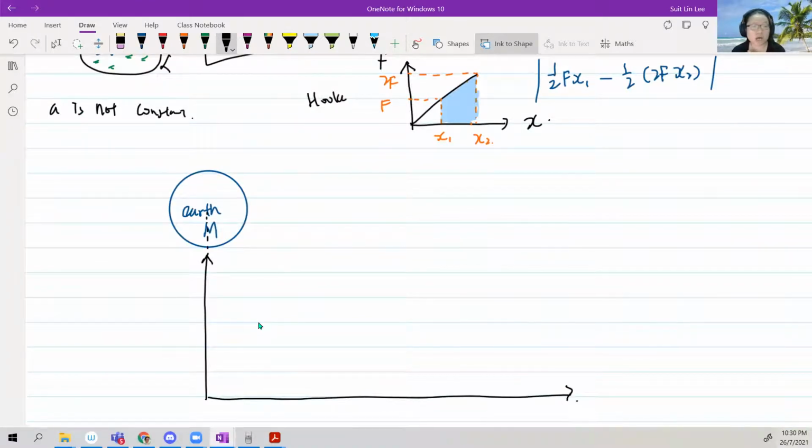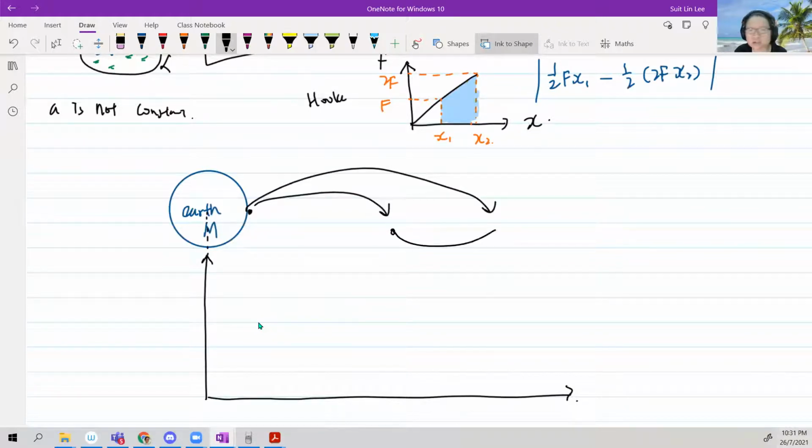Right now I want to take an object, and then I want to move it around. Maybe I want to move it here. Maybe I want to move it here. Maybe I want to move it from here to here. I just want to move an object around in the Earth's gravitational field. But you see, if I want to plot a graph of F against x, this is my graph. Start from 9.81 or whatever.